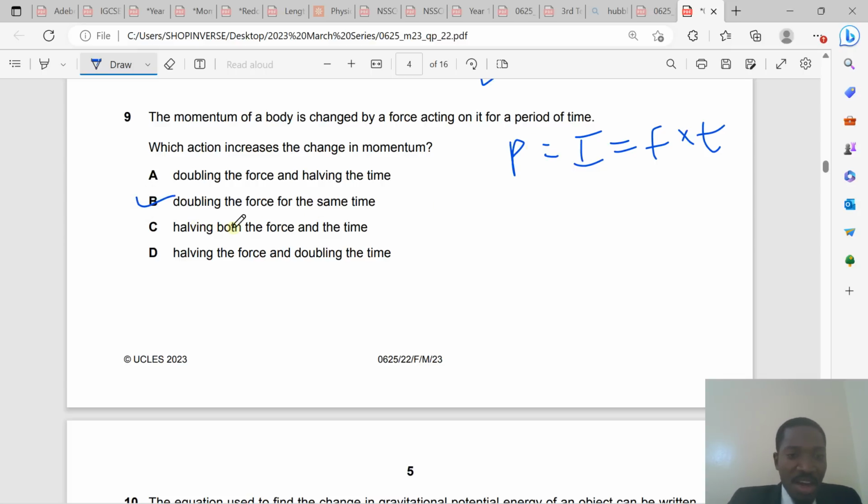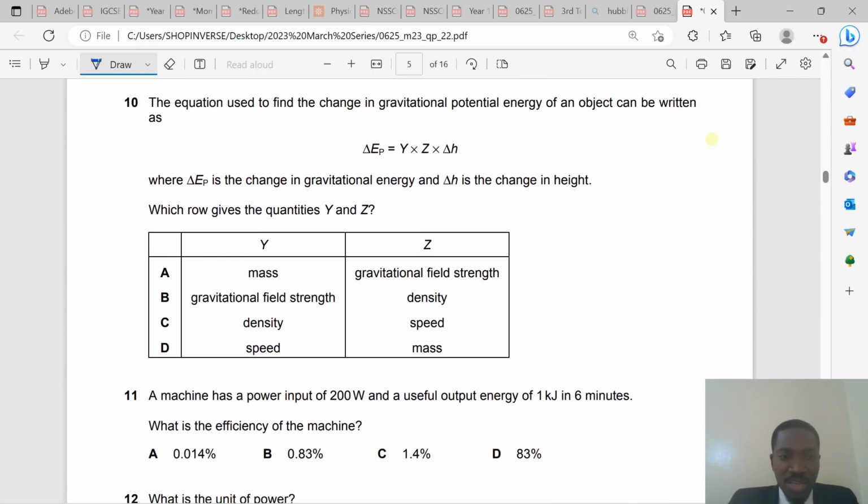Let's look at C, halving both force and time. If you multiply this by half and multiply this by half, or you say divide this by 2, divide this by 2, then you have reduced the momentum by 4. Yeah, you have divided the momentum by 4. Option D, halving the force and doubling the time. If you divide this by 2 and then multiply this by 2, then you've not done anything different, okay? Because half times 2 is equal to 1, so you have not changed anything about it. So that makes option B the only correct answer.